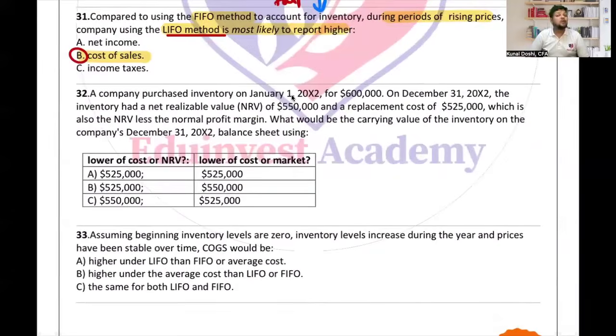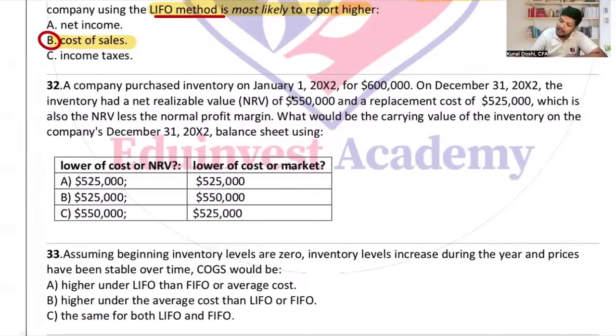Got it. Now we go to inventory. Under inventory valuation, inventory measurement, there are two ways: lower of cost or NRV. This is used for which companies? Lower of cost or NRV is used for non-LIFO companies, and lower of cost or market is only for LIFO. Remember, LIFO is only allowed in US GAAP. So lower of cost or NRV for non-LIFO companies and lower of cost or market for LIFO companies.